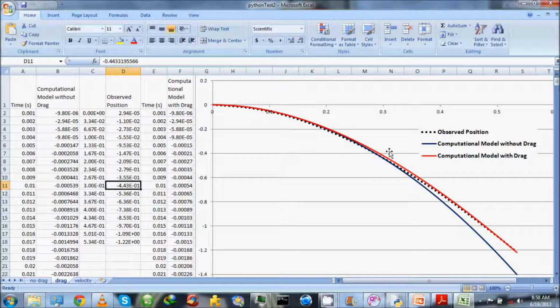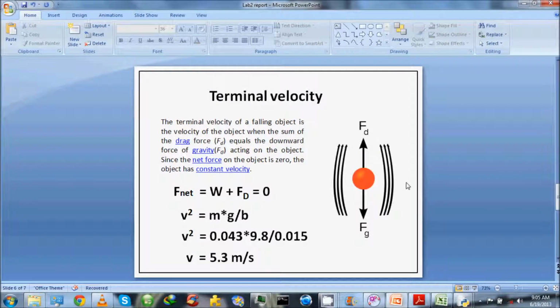However, our computational model is slightly under-predicting the motion, and this might be happening because the object is tumbling while it is falling, which will result in a change in the area of the object, and hence the drag force would vary. Terminal velocity of a falling object is the velocity at which the drag force acting on the object is equal to the gravity force.